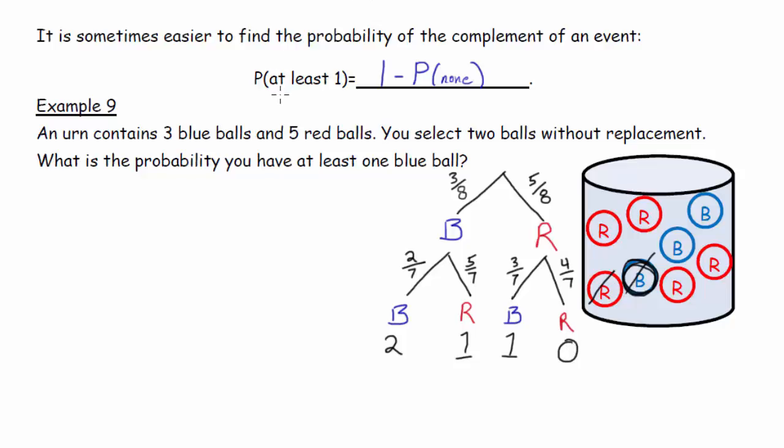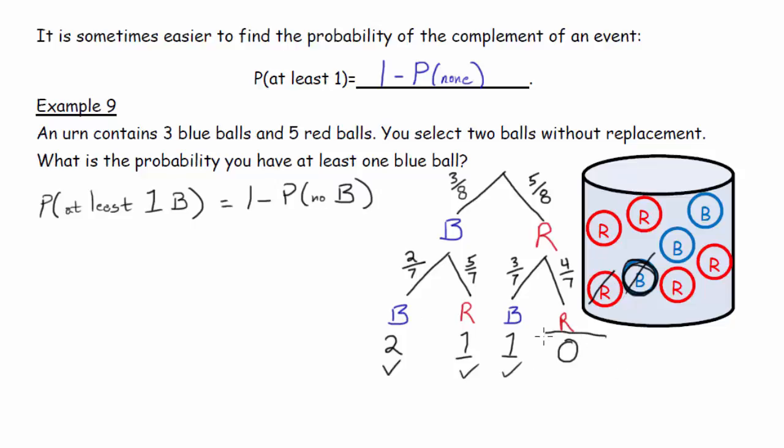Well, this is why our little shortcut here, 1 minus none, helps us. Because to answer the question as is, I would need to find this probability, this one, and this one, which is feasible, but it's a good bit of work. So it would be easier: the probability of at least one blue would be 1 minus the probability of no blues. Well, in the case where I'm finding no blues, there's only one place where that happens, right here. So that would only require me to find one probability as opposed to 3.